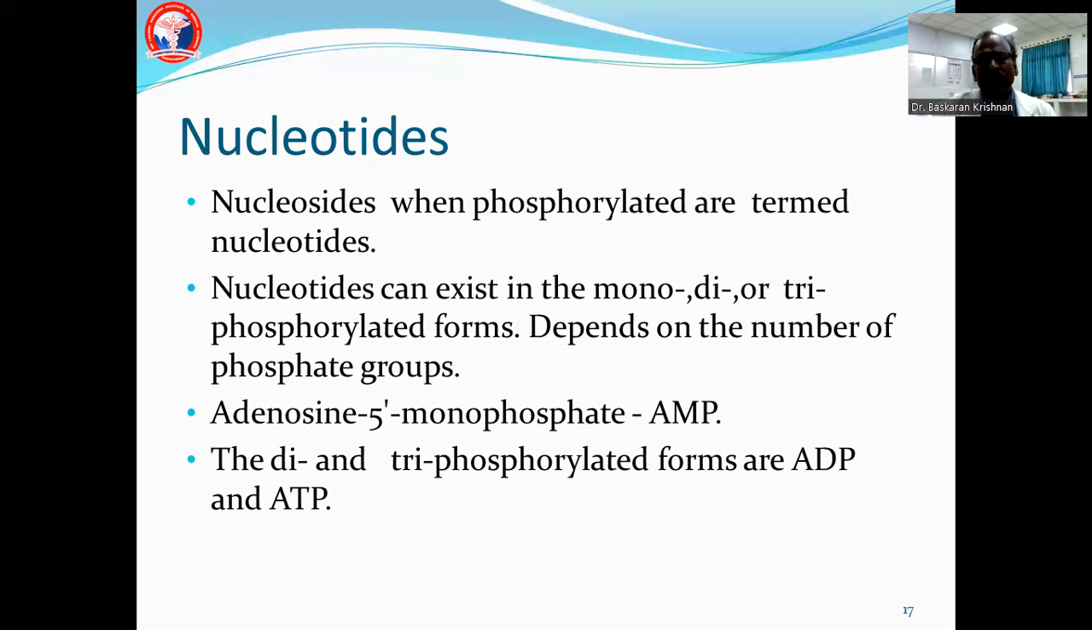When nucleosides are phosphorylated, they're called nucleotides. These nucleotides can exist in the mono-, di-, or tri-phosphorylated forms, depending upon the number of phosphate groups: 1 means mono, 2 di, and 3 tri. For example, adenosine 5' monophosphate, AMP. The di- and tri-phosphorylated forms are ADP and ATP.